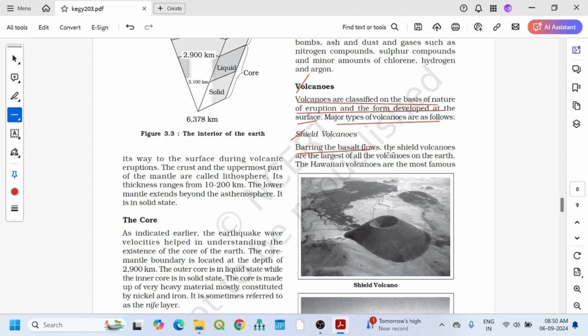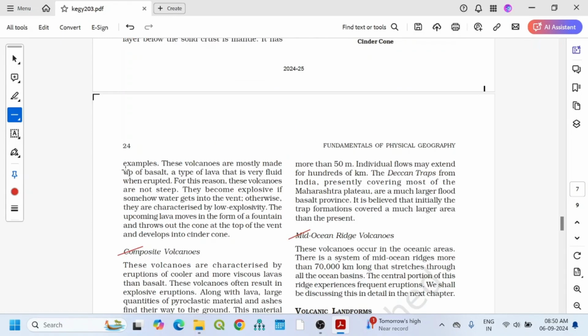Barring the basalt flows, the shield volcanoes are the largest of all the volcanoes on the earth. The Hawaiian volcanoes are the most famous examples. These volcanoes are mostly made up of basalt, a type of lava that is very fluid when erupted. For this reason, these volcanoes are not steep. They become explosive if somehow water gets into the vent. Otherwise, they are characterized by low explosivity.